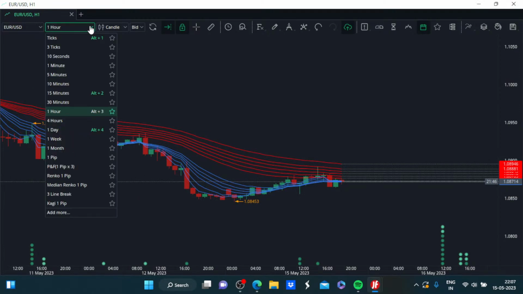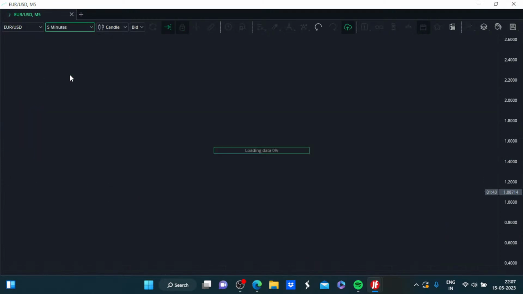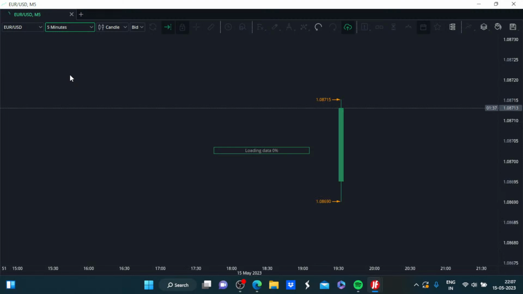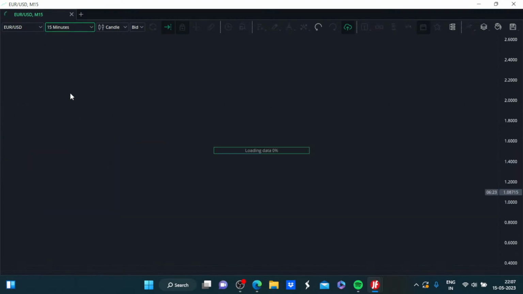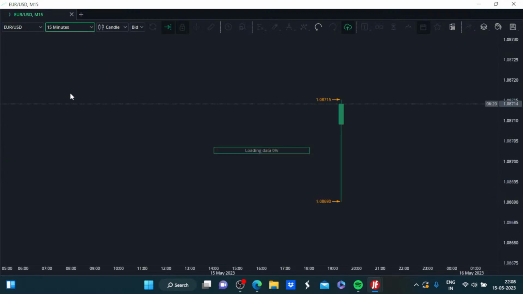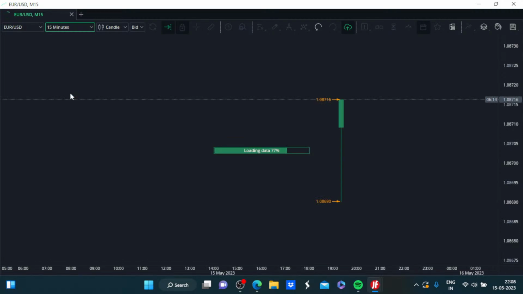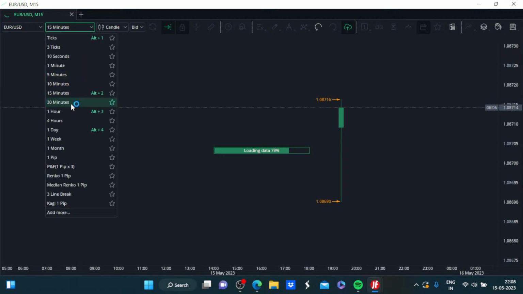Now, as I have opted for hourly and 5 minute, only on these two time frames we will have this indicator plotted, 5 minutes and hourly. As this is a group, plotting is taking time, maybe because of the slower internet. So here there is now 5 minutes, but if I change it to 15 minutes, again you won't be seeing any plotting of the indicator, because we have specified hourly and 5 minutes as the two time frames on which we want this indicator to be available. Now I am reverting back to hourly.